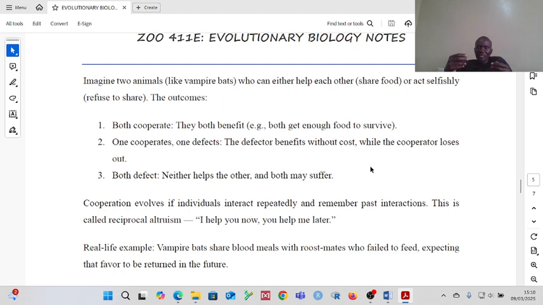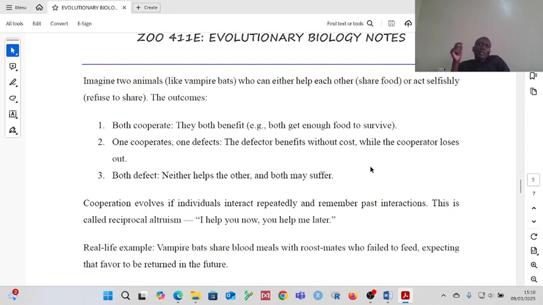So they are both cooperating to share food. Then by sharing the food, they now access enough at a very little cost. They are not fighting, they are not doing anything. They are just cooperating. They are all sharing food.